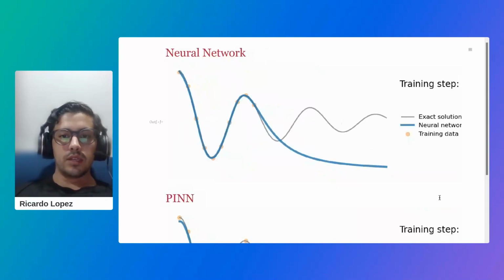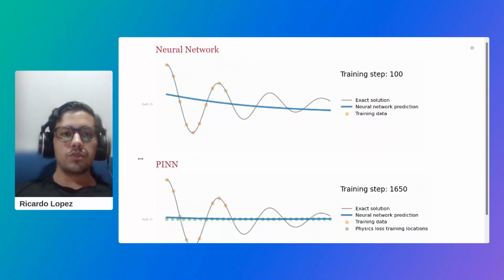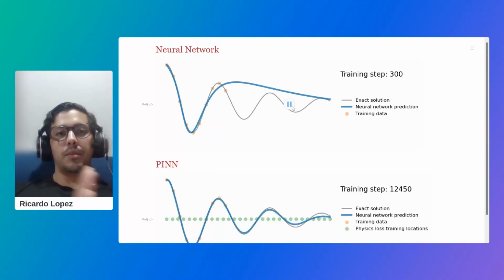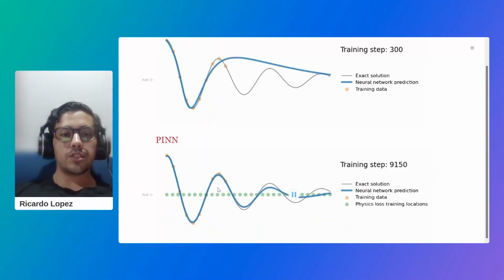So let's take a look at that. How would that look? We can see here that for a classical neural network, when you train it, it accommodates very well to the training data, but it doesn't do a very good job in regions where there is no training data. But for the physics informed neural networks, you can see that for this example, it gives a really good solution for this problem in the regions where there is no data.